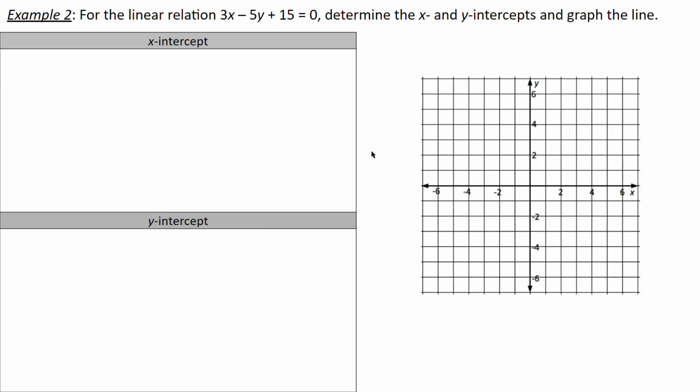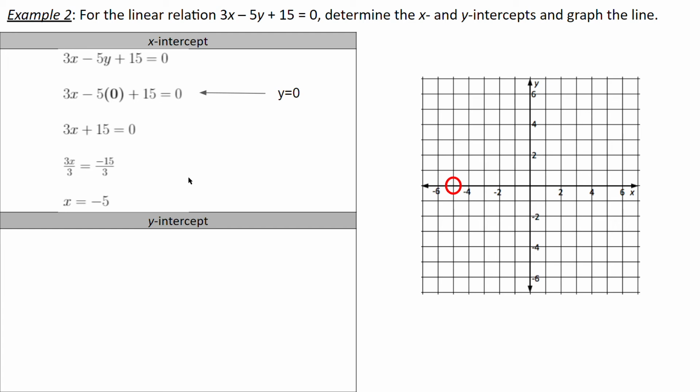For the linear relation 3x minus 5y plus 15 equals 0, we want to determine the x and y intercepts, and we want to graph this line. So the x-intercept would be found by substituting y equals 0 into the equation. And then we have 3x, and then this term will go away. We have 3x plus 15 equals 0. We bring 15 to the other side, and then we divide by 3. We end up with x equals -5, which is this point right here.